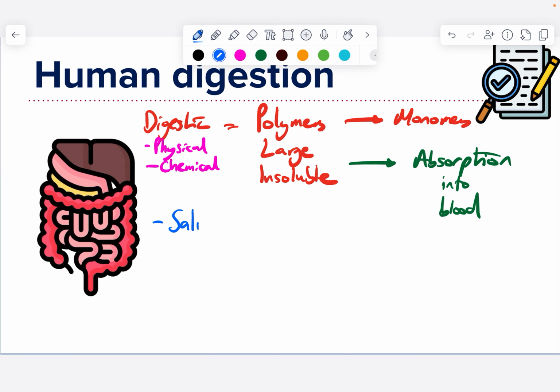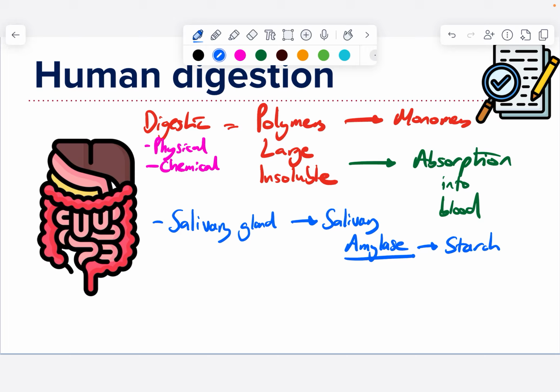We then have our salivary gland in the mouth. The salivary gland produces salivary amylase. We're going to talk about amylase in a bit more detail later. The whole function of salivary amylase is to start to chemically digest starch. It actually digests it into something called maltose, but then it's starting to begin the process of breaking it down into glucose.